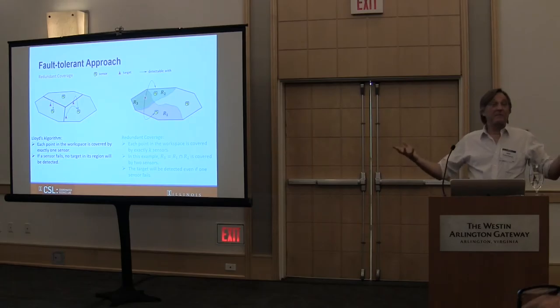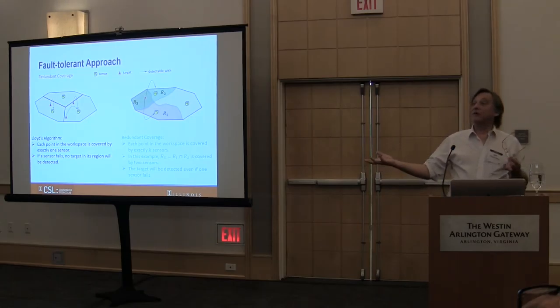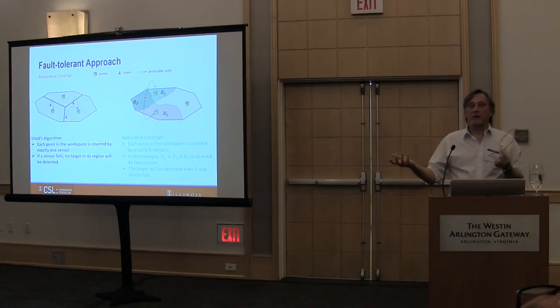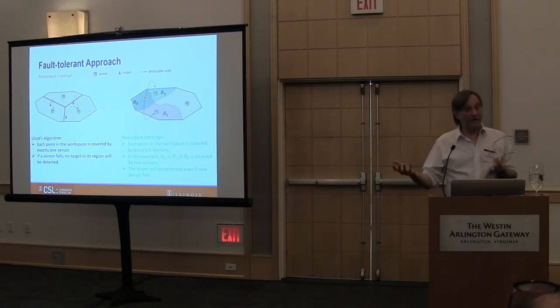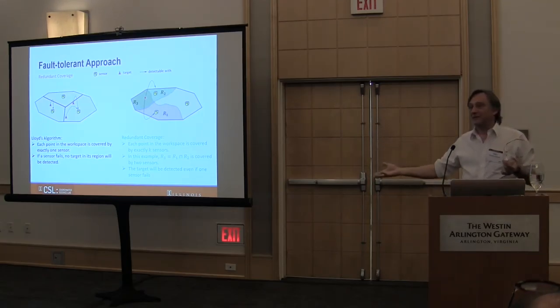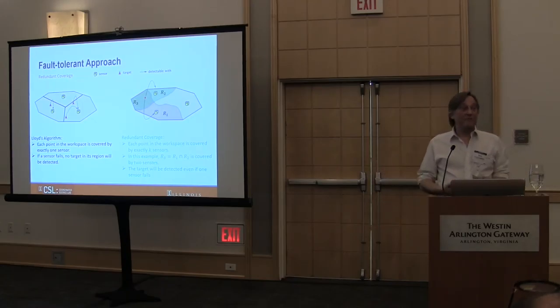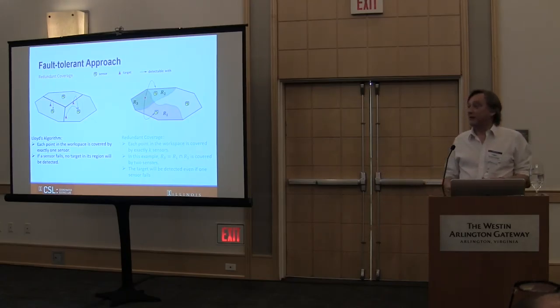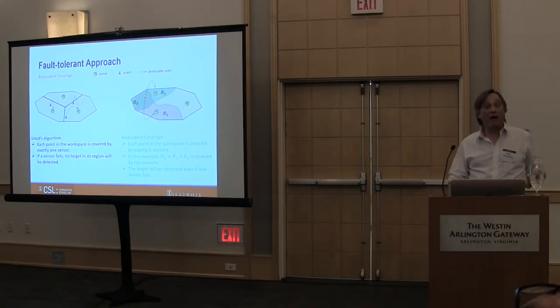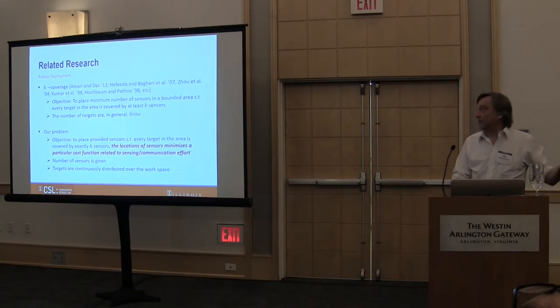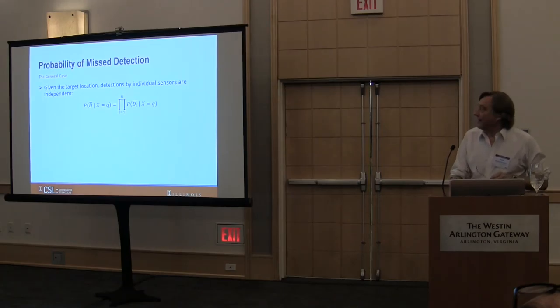If anybody fails as a sensor, then any target that is in the Voronoi tessellation or tessel of that sensor won't be detected. So the idea of fault tolerance sensing is pretty straightforward. Every piece of the target region should be covered by multiple sensors, and that's exactly what we're going to do. The question is how. How do you partition things, and how do you assign sensors? There's plenty of related research here as well, and again, I don't have time to talk about it.